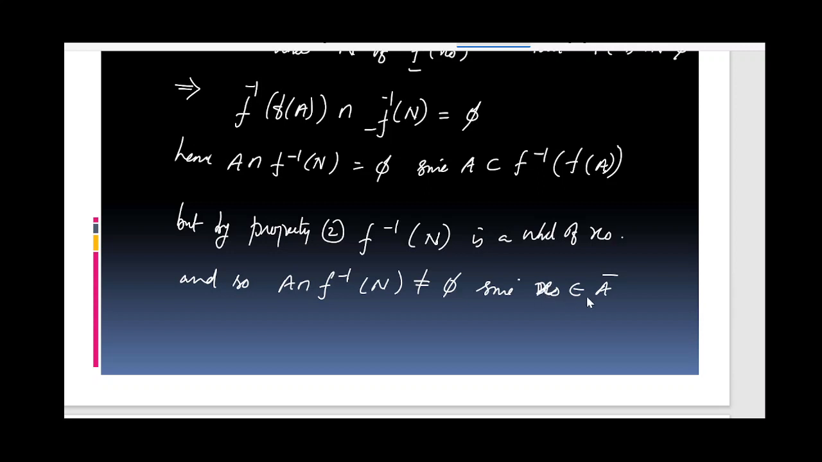Since x naught belongs to A closure, then f of x naught belongs to f of A whole closure. Therefore x naught belongs to A closure, then f of x naught belongs to f of A closure. So we have proved 2 implies 3. Next we will prove 3 implies 4.